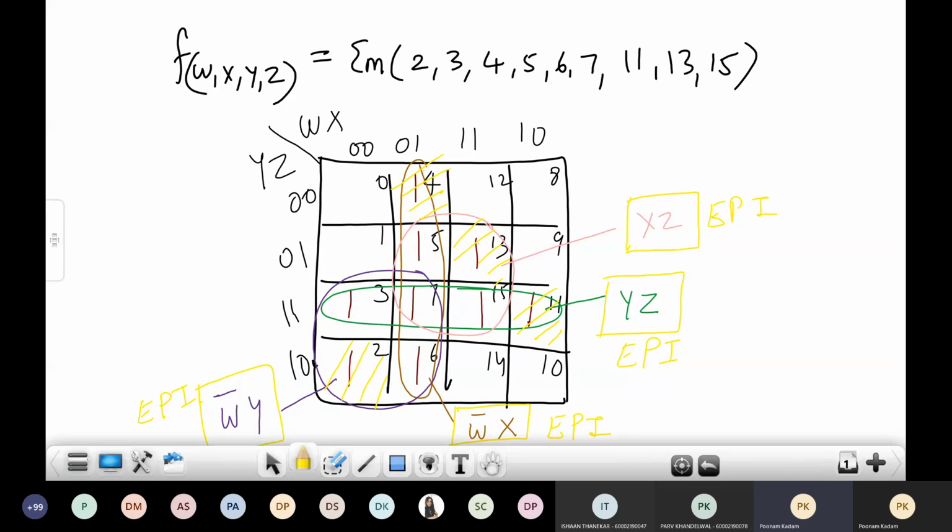So there are 4 prime implicants in this K-map, and all the 4 prime implicants are essential prime implicants. It means the minimal expression must include all the 4 prime implicants, which are essential prime implicants, right? So we have to include all the 4 prime implicants. Is this clear?